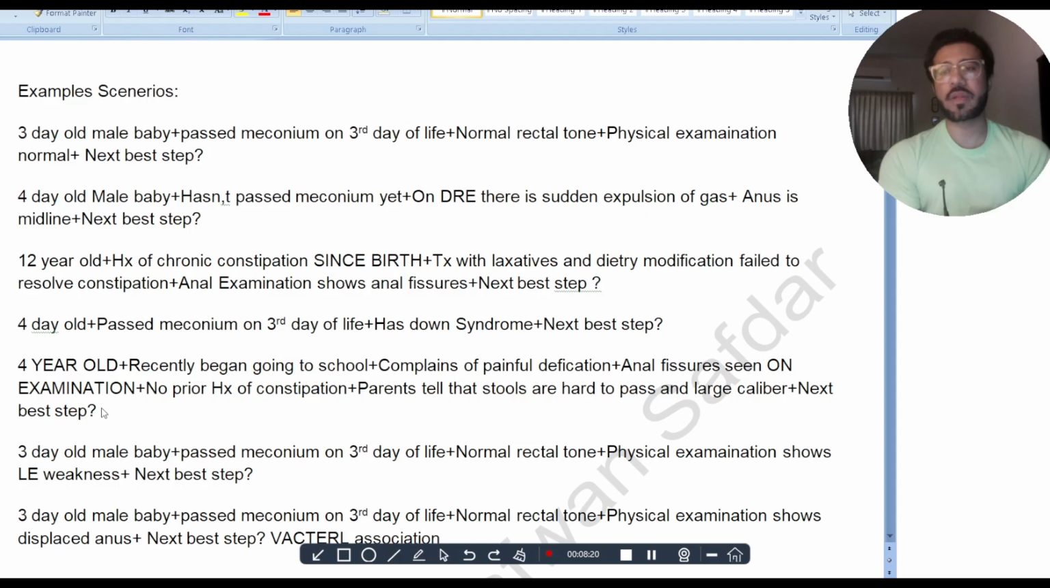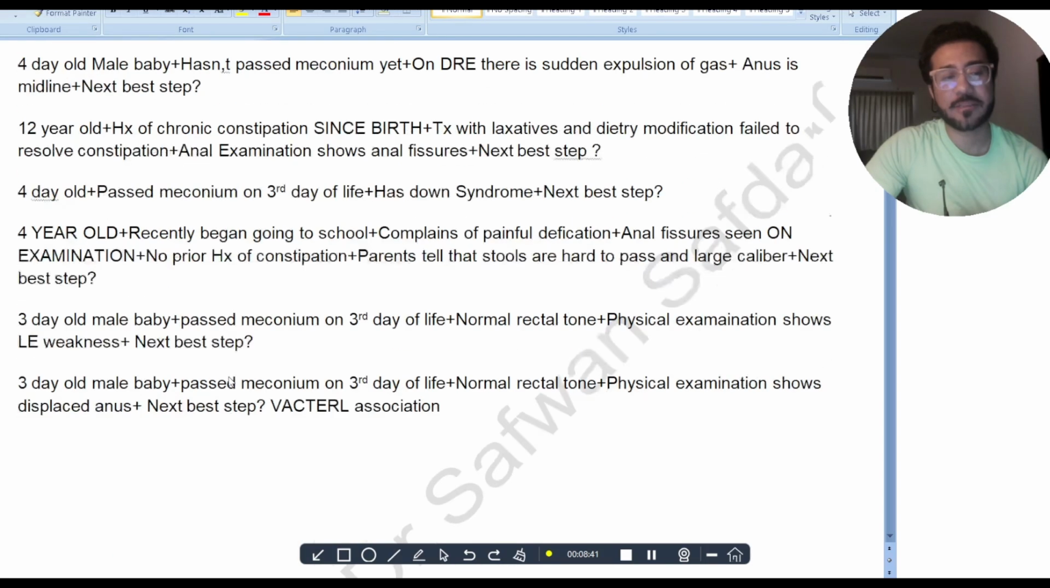So most probably they're gonna give you toilet training or behavioral modification. That is gonna be the answer in this case. Once you understand the reason, you can pick the answer really well. So in this case, what is happening? It's basically a form of functional constipation because the child has changed his environment. So you're gonna do a behavioral modification in this case.